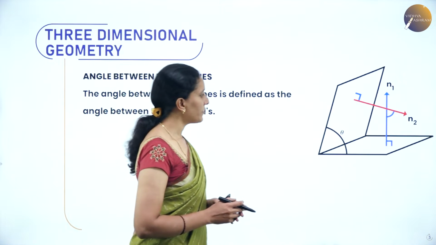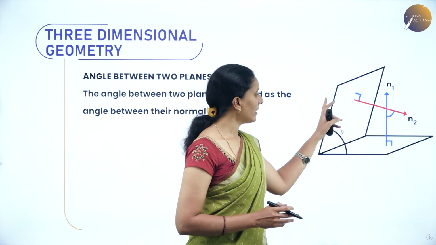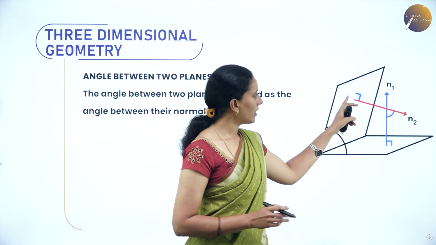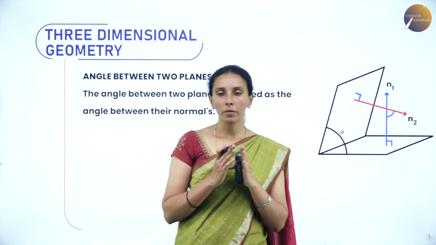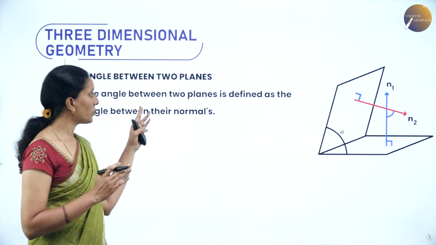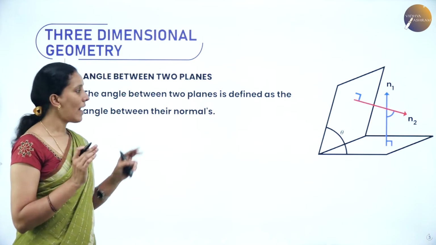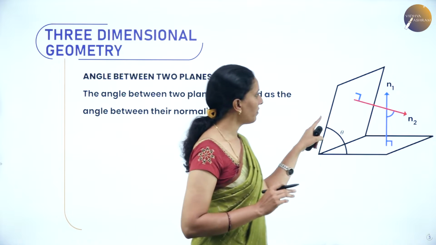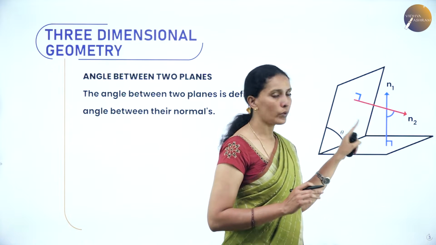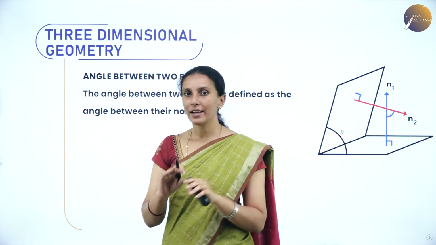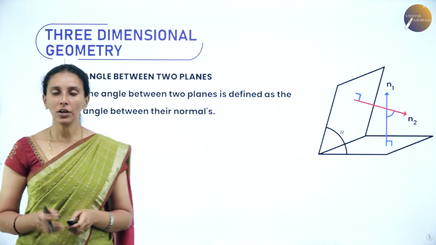So, here I have taken two planes and here I have drawn the angle between them as theta. And here N1 and N2 are the normals, that is, perpendicular to the planes. So, angle between planes is nothing but an angle between their normals. When the normals of plane 1 as well as plane 2 intersect, the angle between their normals is nothing but the angle between the two planes.